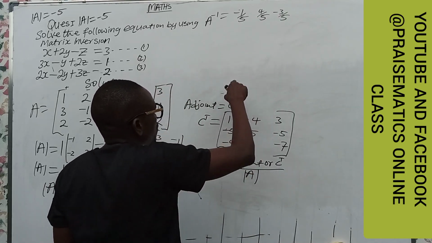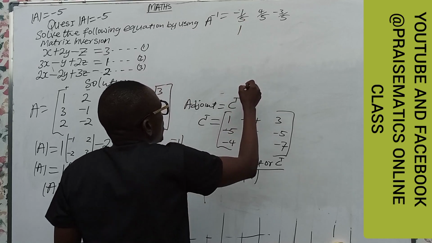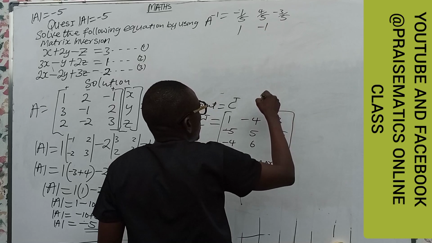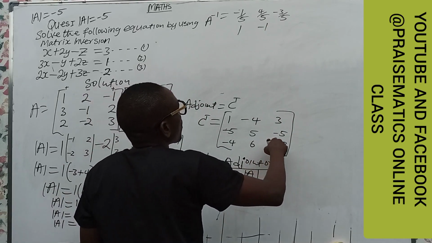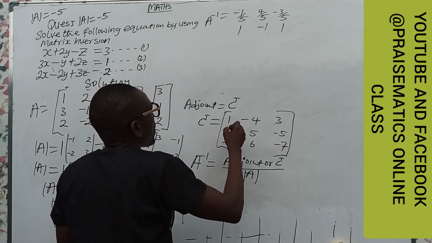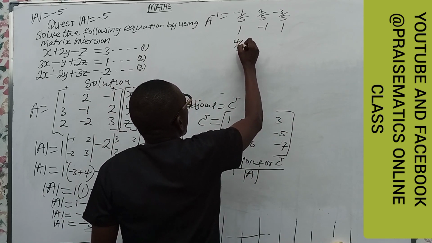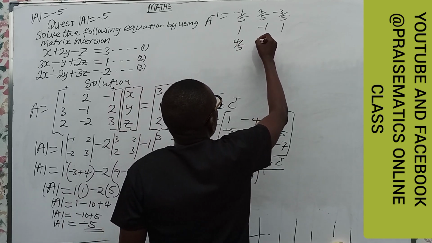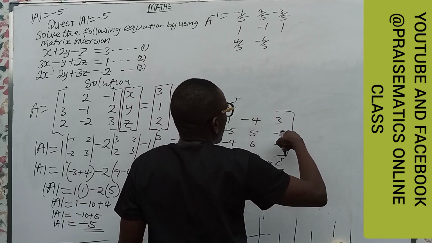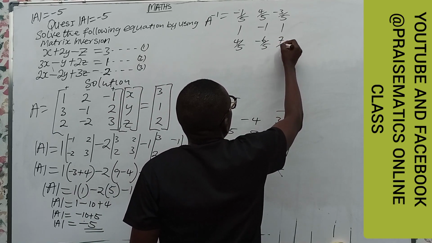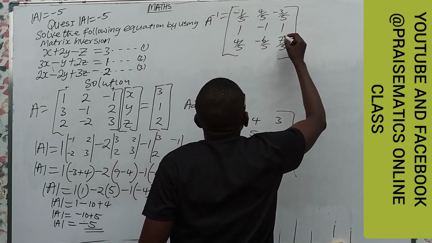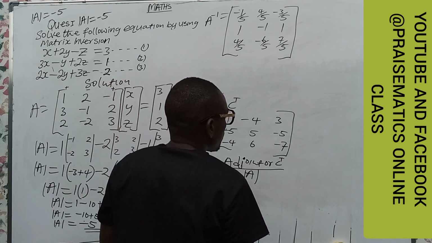Second row: minus 5 divided by minus 5 gives 1. 5 divided by minus 5 gives minus 1. 5 divided by minus 5 gives 1. Then 4 divided by minus 5 gives 4 over 5. 6 divided by minus 5 gives minus 6 over 5. 7 divided by minus 5 gives 7 over 5. And this is what we call A inverse.